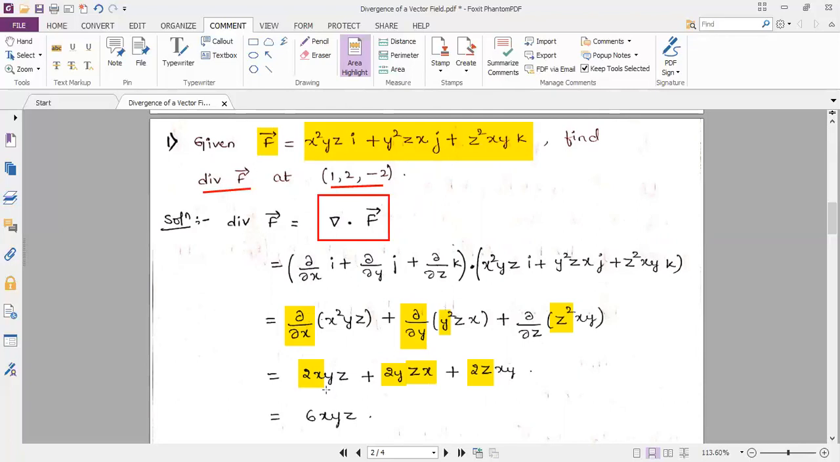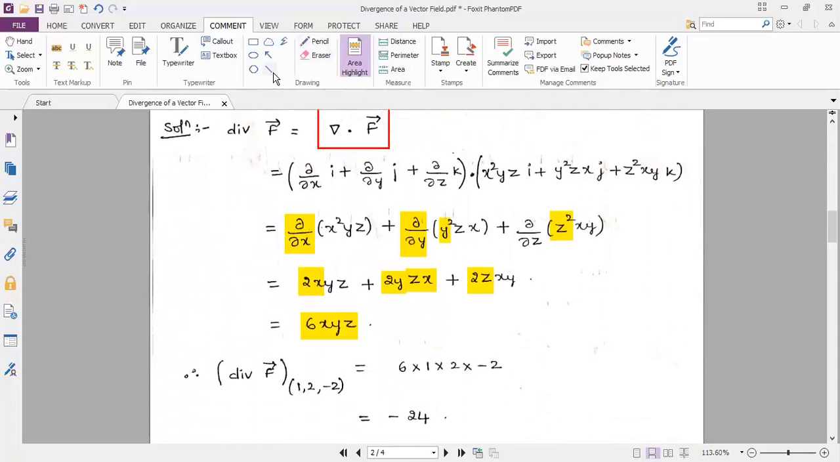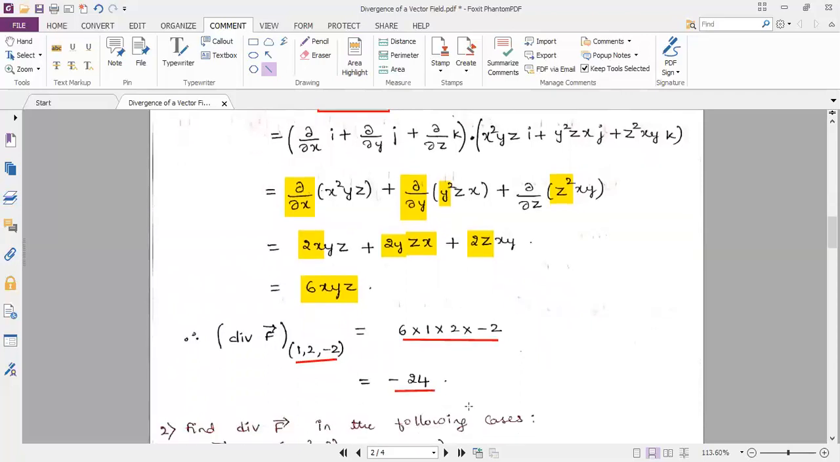The sum is 2xyz plus 2yzx plus 2zxy. So the sum is equal to 6xyz. Now we need to evaluate divergence of vector f at the point 1, 2, minus 1. So we substitute x is equal to 1, y is equal to 2, z is equal to minus 1 in the above answer that we obtained for divergence f. So substituting, we get the answer as minus 12. So this was a basic problem on how we find out divergence of a vector function.